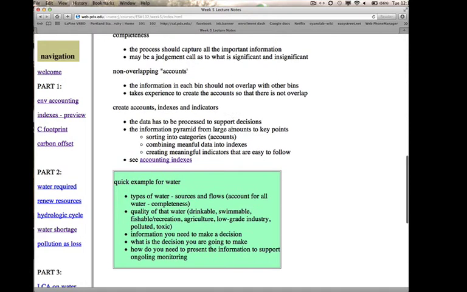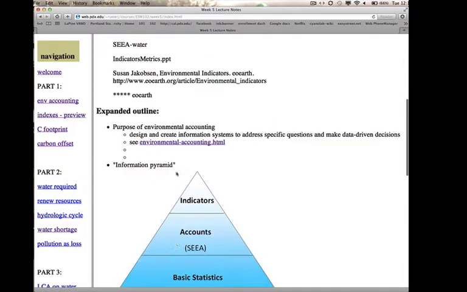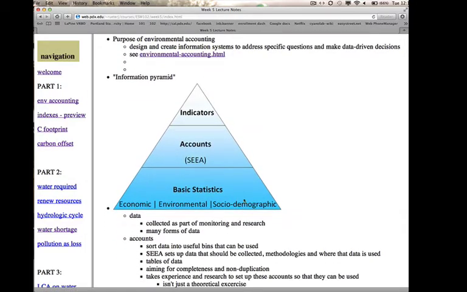And then we actually create those accounts. We create all that information. We find that information someplace. We create accounts, and then from that we might build indexes and indicators. Next week we're going to talk about those indexes and indicators, but just for example, I'm going to skip to that right here, this information pyramid. Here's all the basic statistics, this information that has been collected and turned into reports and put into available information.